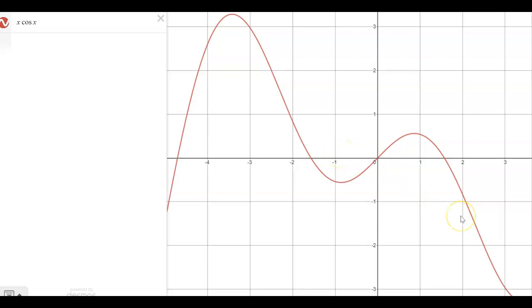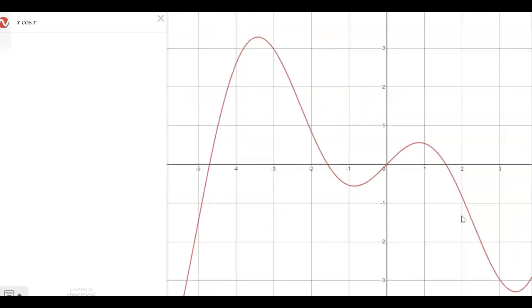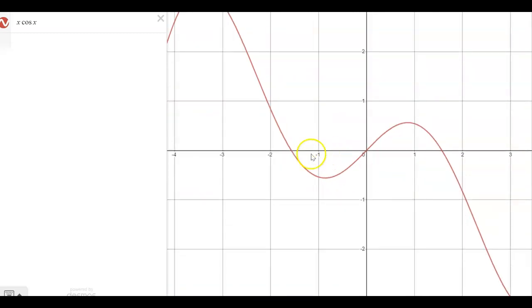Now, because we have technology at our fingertips, let's actually look at the graph. This is the graph of x cosine x. I've zoomed in on it, right? It actually looks like this, but closer to 0, because we only cared about what was going on between -2 and 2, we can see that we have an odd function. If I rotate about the origin, it's going to look exactly the same after rotating 180 degrees.